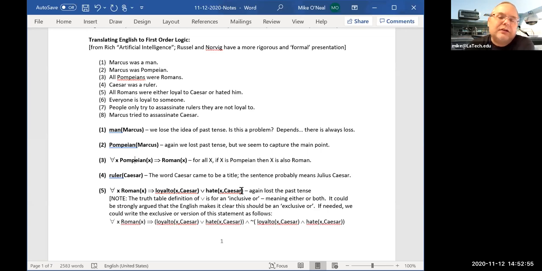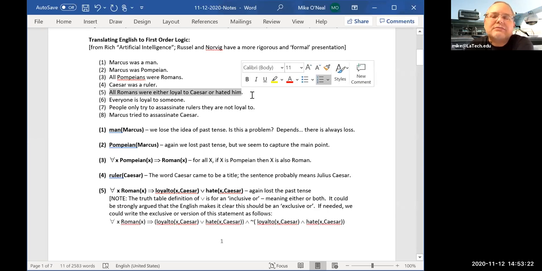In the logic, I encoded that using this symbol, right? And what is this symbol? It's the symbol for or, but if you go back to the truth table for or, it's defined as an inclusive or, either or both. But I think you could make an ironclad argument that the person who wrote this sentence meant an exclusive or, either loyal to Caesar or hated him, but not both.